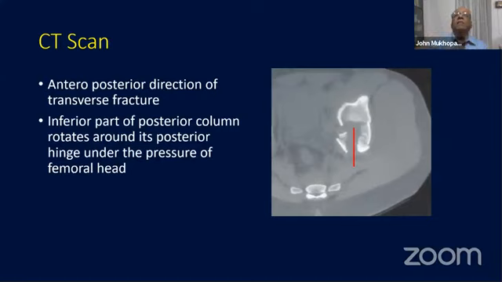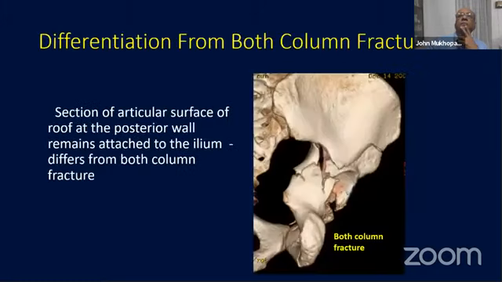Okay, this shows you this anterior posterior direction of the transverse part of the fracture, which is the posterior. Okay, and the vertical direction of the column fracture. Now, you need to differentiate this from both column fractures. And again, that's why I said there's sometimes confusion about it.